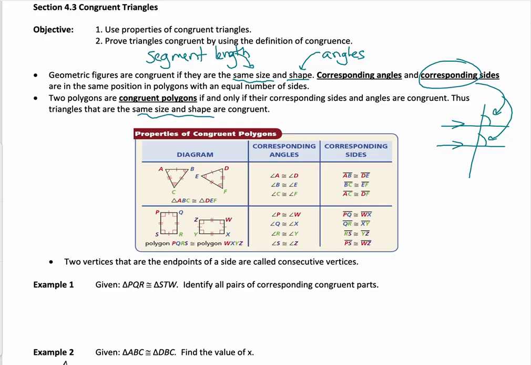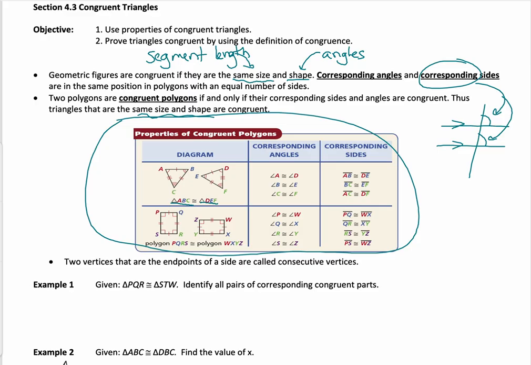So let's try to make that a little more concrete. If you look at the diagram here where it talks about the properties of congruent polygons, let's focus on the triangles. You can see we've got triangle ABC and triangle DEF, and they're all marked up, right? We can tell the corresponding sides and angles based on the names of the shape. I'm going to say it again, that's super important: we can tell the corresponding sides and angles based on the names of the shape, triangle ABC and triangle DEF. The order of the letters matters.